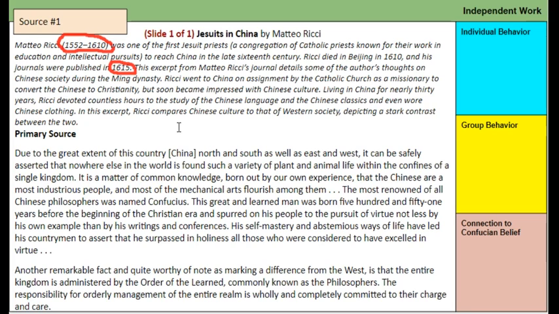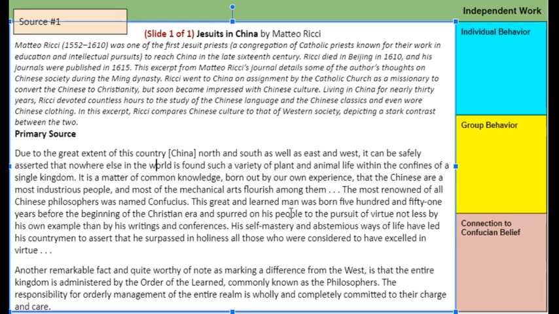Due to the great extent of this country, [China], meaning that's why it's in brackets, it's not in his original source, north and south as well as east and west, it can be safely asserted, see that word, asserted, or put forward, that nowhere else in the world is found such a variety of plant and animal life within the confines of a single kingdom. So it says there's a variety of plant and animal life within the confines, within the limits of a single kingdom.